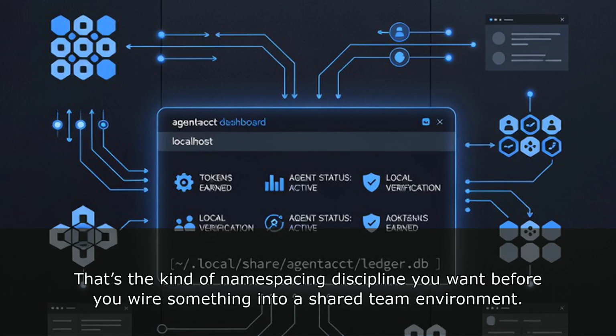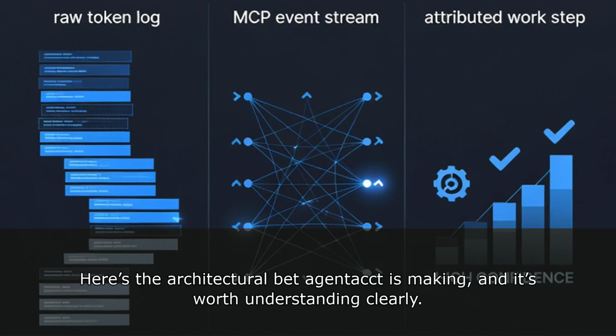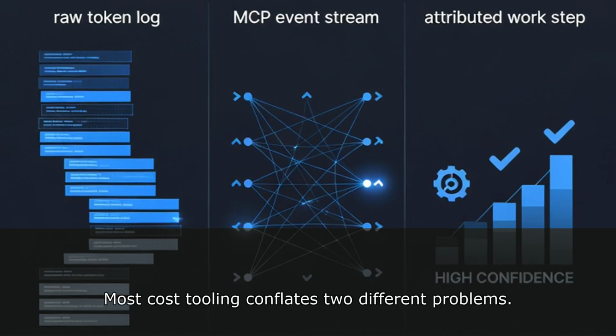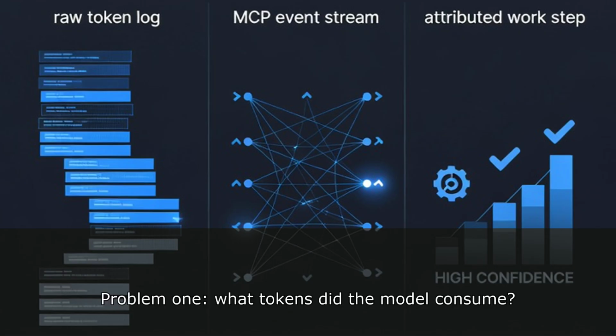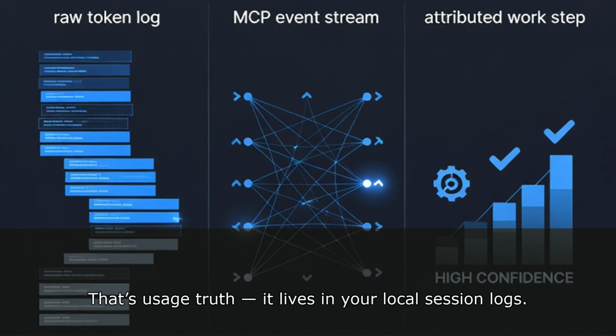Here's the architectural bet agentacct is making, and it's worth understanding clearly. Most cost tooling conflates 2 different problems. Problem 1, what tokens did the model consume? That's usage truth. It lives in your local session logs. Problem 2, what work did those tokens correspond to? That's work meaning, and it's genuinely hard to answer.